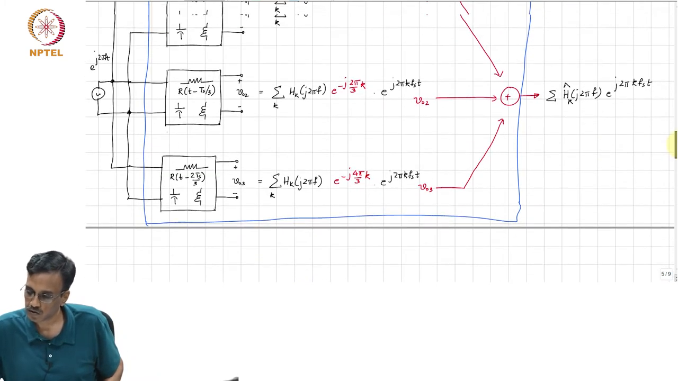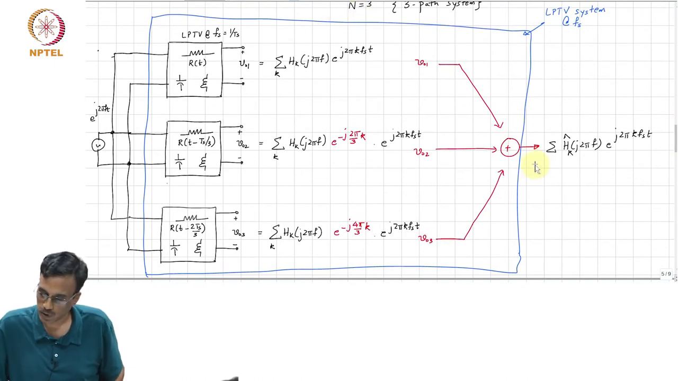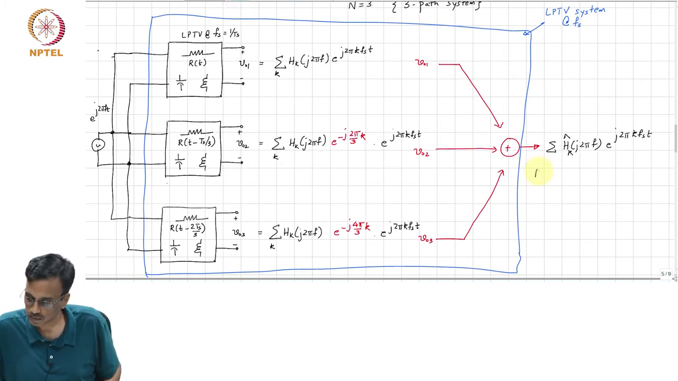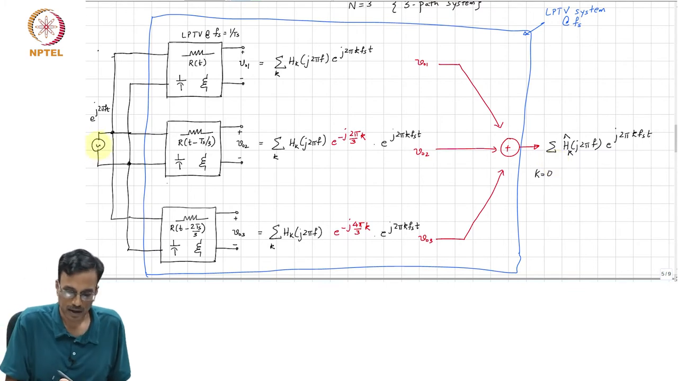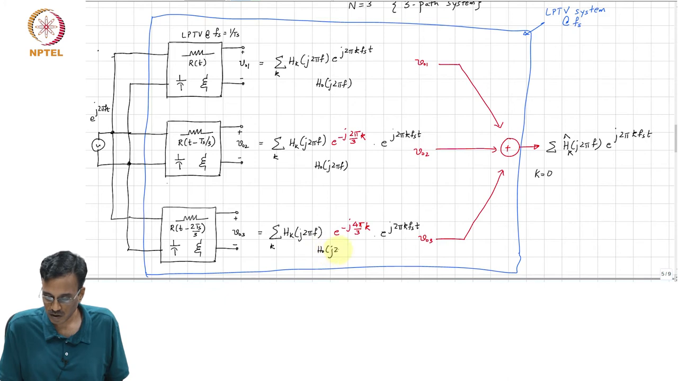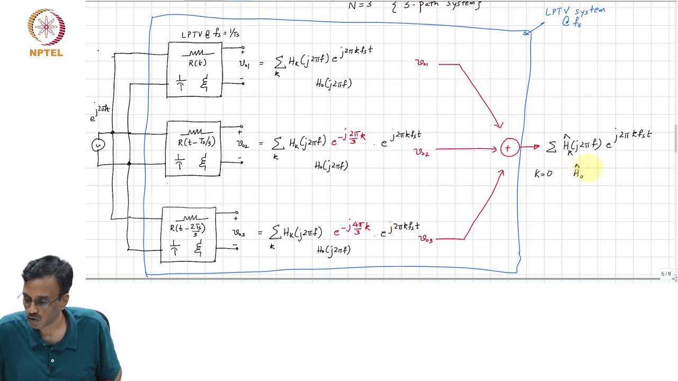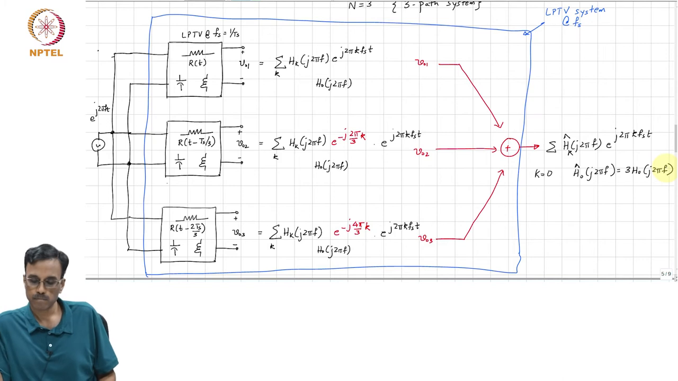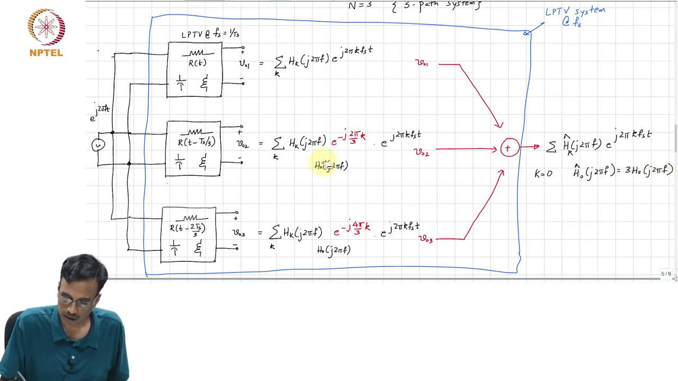Correct? And so, I will make a table. So, with k equal to 0, what do we see? Well, at k equal to 0, what comes out here is simply H 0, what comes out here is also H 0, and what comes out here is also H 0. So, when you add all the three up, what do you get? You get H hat 0 of j 2 pi f is simply 3 H 0 of j 2 pi f. All right.